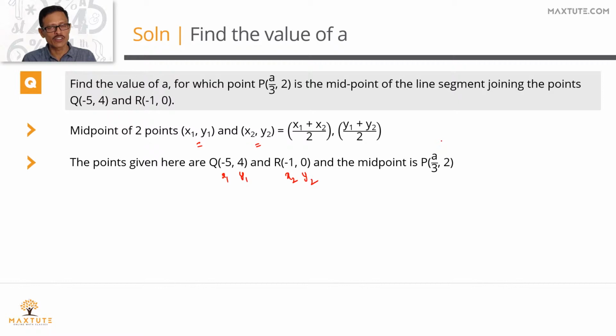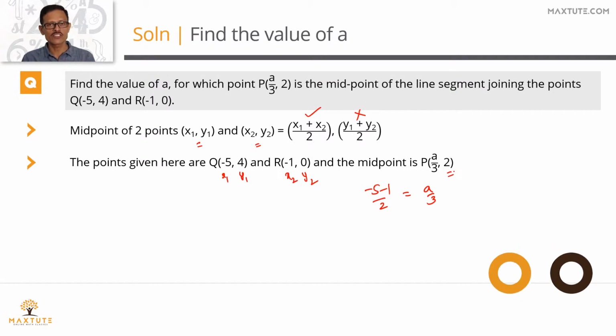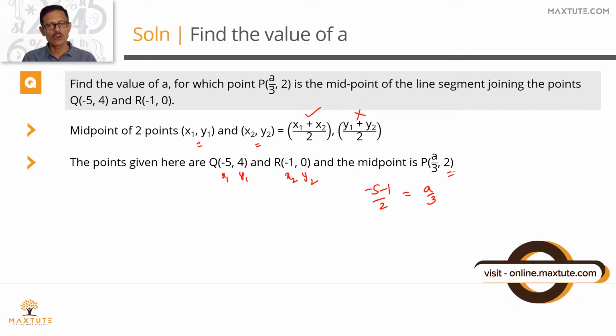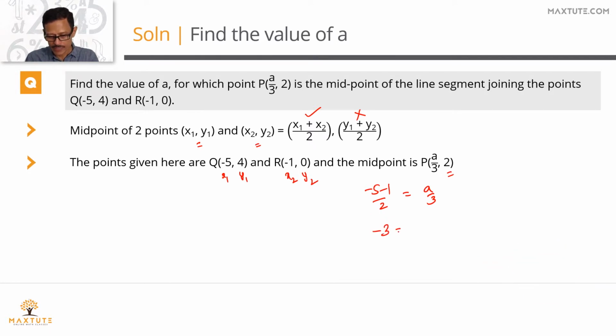All that is required for us to do is to equate the x coordinate of this point by computing it in this formula. x1 plus x2 by 2 is minus 5 minus 1 divided by 2. This equals A by 3. We don't even need to bother about the y coordinate because y coordinate is given as a number here. So for us, the objective is to find the value of A. Minus 5 minus 1 by 2 is minus 6 by 2, which is minus 3. Minus 3 equals A by 3. Cross multiply to find the value of A. So A equals minus 9.